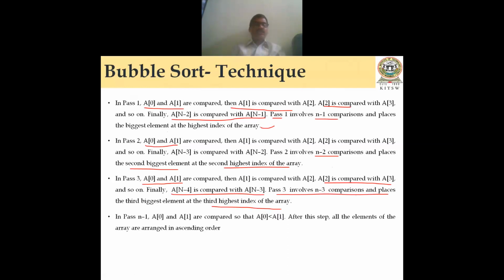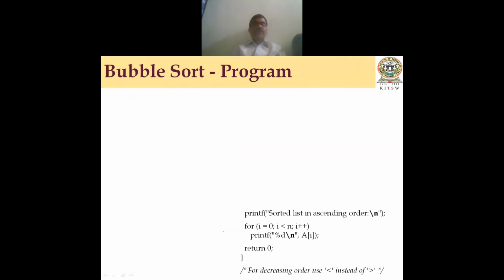So like this it will be continued, so that we are performing n minus 1 passes if we have n number of elements in the array. In the n minus 1 pass, a of 0 and a of 1 are compared. If they are not in the required order, they will be interchanged. After this pass, all the elements of the array get arranged in ascending order.